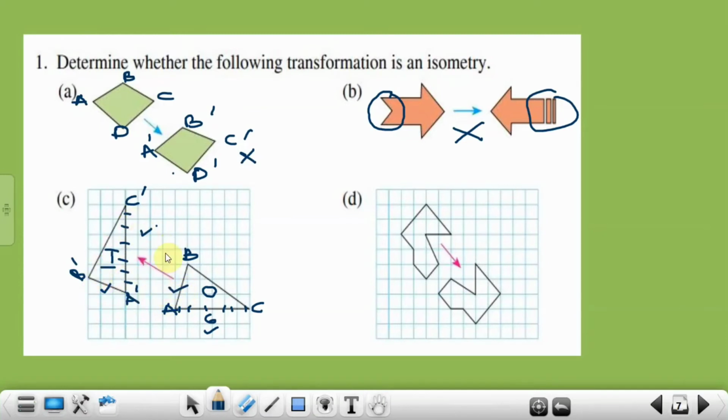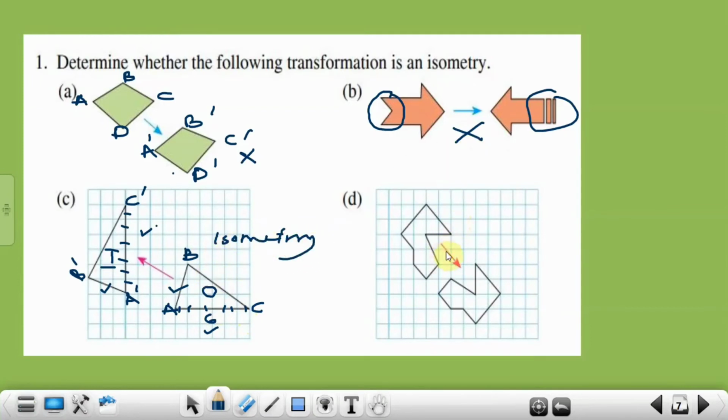Okay, and BC, is it congruent? Okay, we don't need to check because if AC, A prime and C prime is congruent, and also A prime and B prime is congruent to the object, means that B prime and C prime also congruent to BC. Okay, so this is isometry transformation.